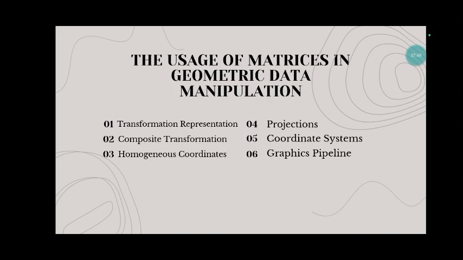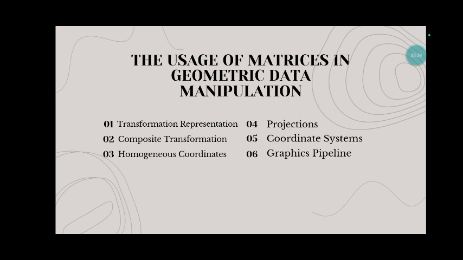Homogeneous coordinates, which is matrices are used in homogeneous coordinates to represent points, vectors, and transformations in a unified way. Projection, which is matrices are used to represent perspective and orthographic projections, essential for rendering 3D scenes onto a 2D screen. Coordinate system, matrices are used to convert between different coordinate systems such as Cartesian, polar, or spherical coordinates, facilitating transformations between different geometric representations.